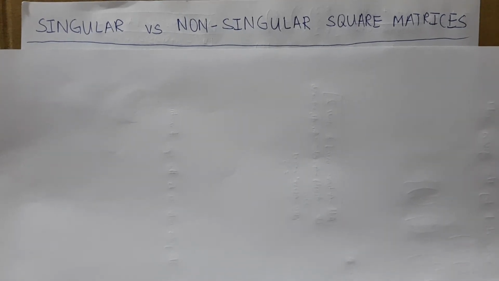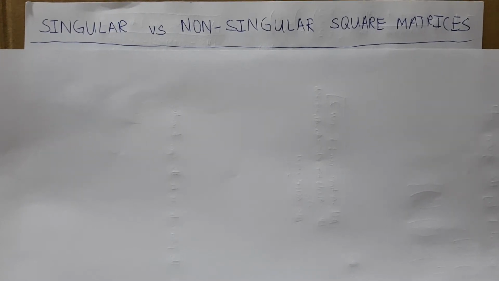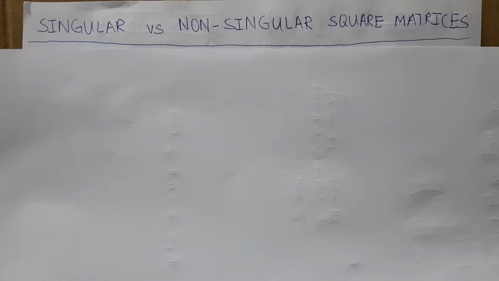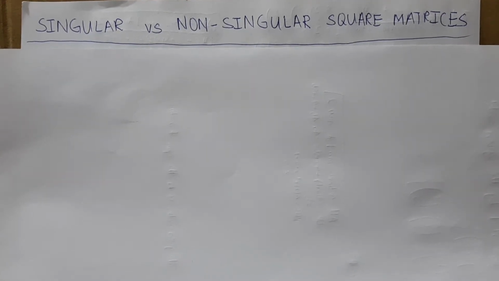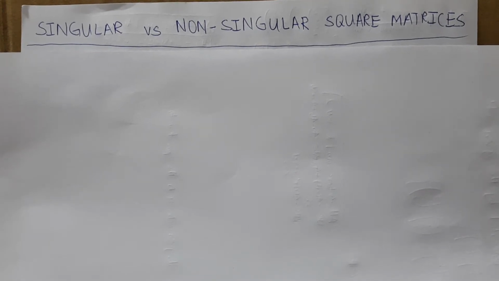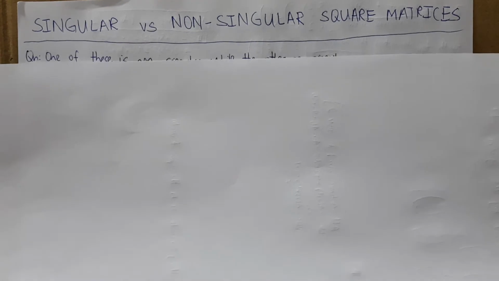Hi everyone, welcome to another linear algebra tutorial. In this tutorial, we will be identifying which square matrices are singular and which are non-singular. So hence, we will be doing singular versus non-singular square matrices. We'll be taking a look at some examples to see which square matrices are singular and which are not.